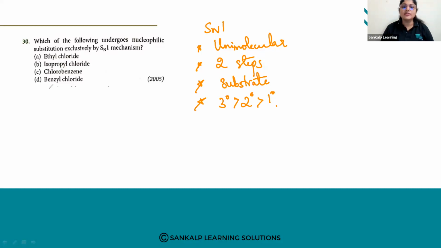So which among the following will go exclusively by nucleophilic substitution much faster? Komal is saying option D. What about the others? Others also have to answer it. How will I come to know whether you have understood or not?